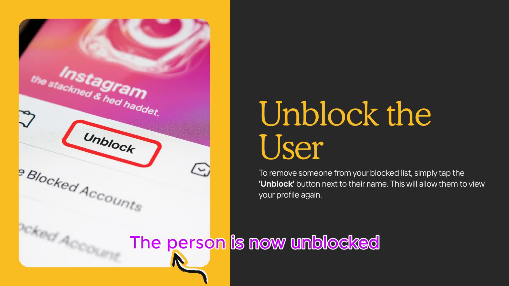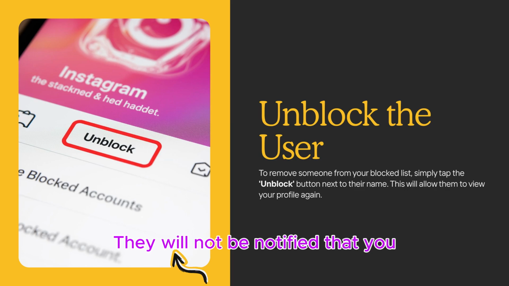The person is now unblocked and can see your profile and interact with you. They will not be notified that you unblocked them.